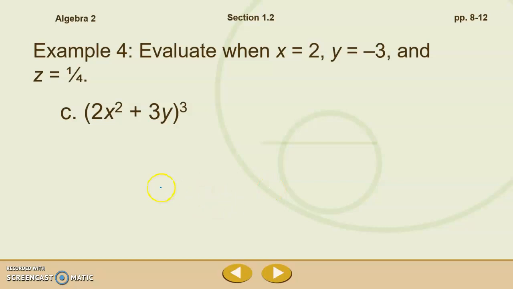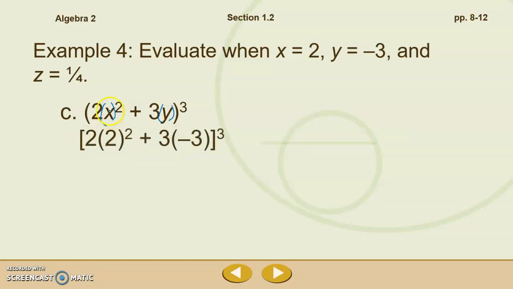All right, let's try one more here. For our last example for today, example C, 2x squared plus 3y, all being raised to the third power. Again, I'm going to put parentheses just around what I'm substituting. I'm going to keep those parentheses there. I don't want to substitute or drop or miss anything else.